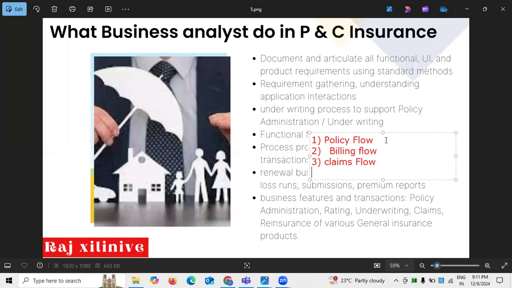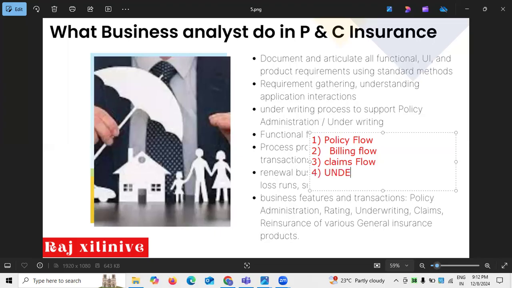So the claim flow and claim process is something which you have to know. This is also one of the key and important flow processes. Being a business analyst, you must be knowing this. So this is point number 3. Point number 4, underwriting process. This is important.